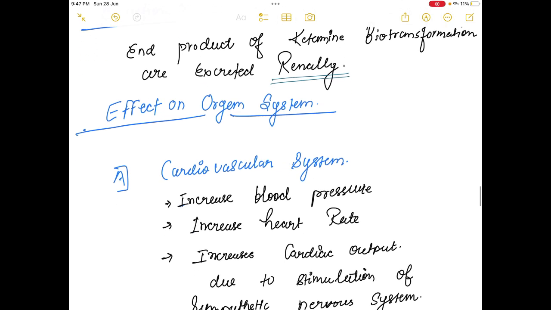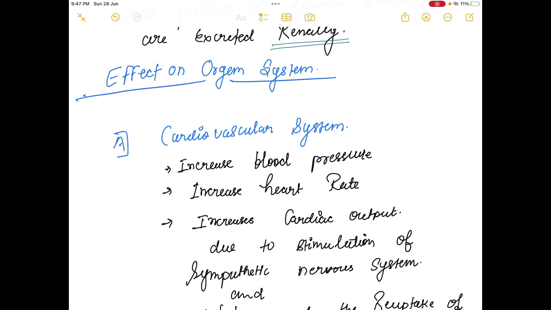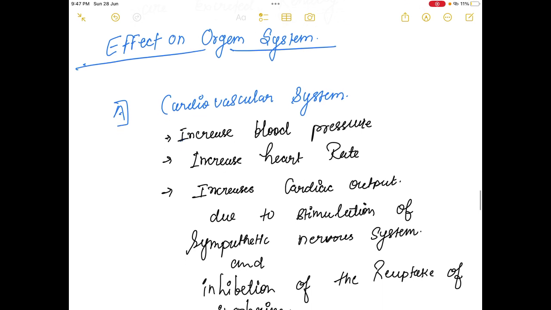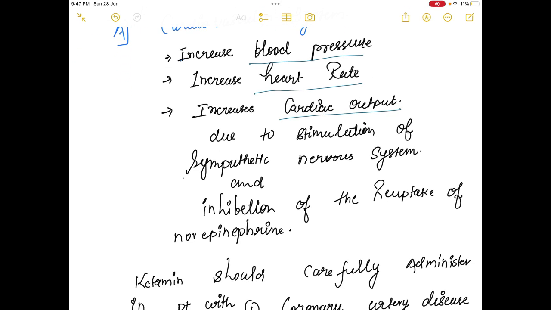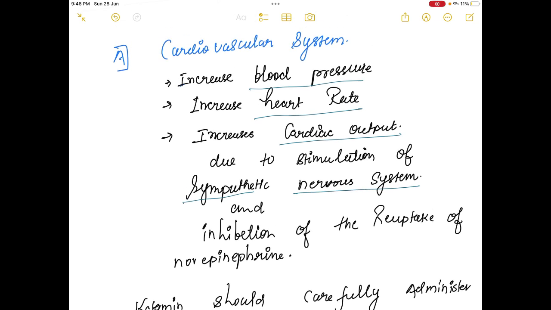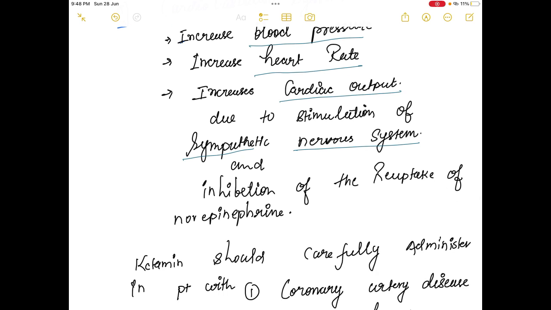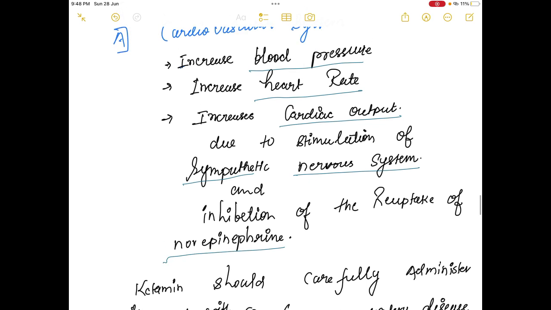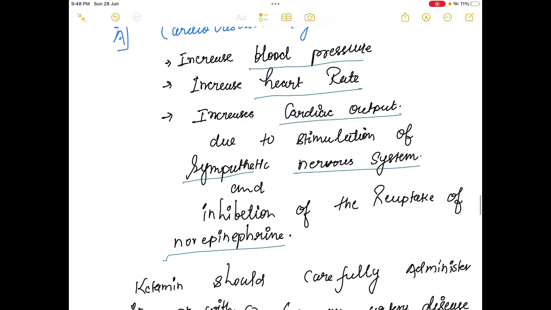Effect on organ systems. The cardiovascular system. Ketamine increases blood pressure, heart rate, and cardiac output due to stimulation of the sympathetic nervous system, and it also inhibits the reuptake of norepinephrine. One is direct stimulation of the sympathetic nervous system, another is inhibition of reuptake of norepinephrine. These are the factors responsible for increased blood pressure, increased heart rate, and increased cardiac output.